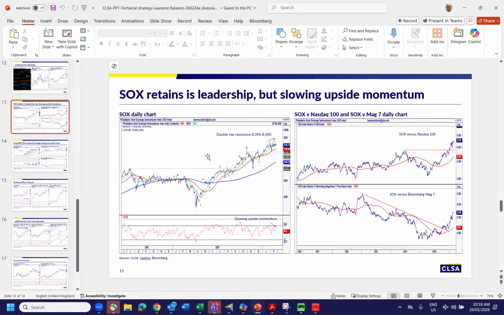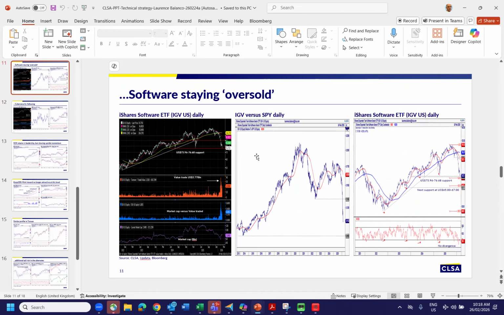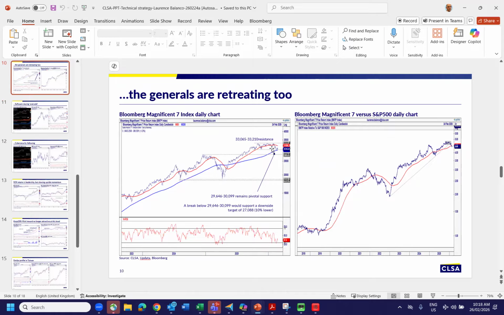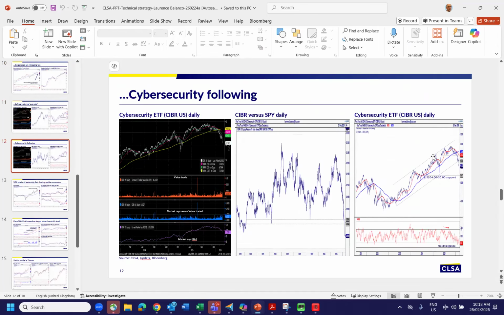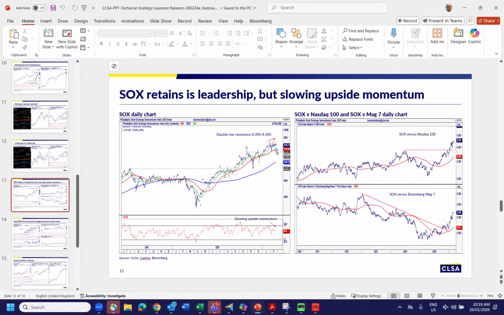The AI side is now in two parts. The AI is split into the builders, which is the semiconductors, and the spenders, which is the Mag 7 essentially. The Mag 7, the hyperscalers, which dominate the Mag 7, have been under pressure since October last year and underperforming. But the builders, being the semiconductors, have been outperforming.